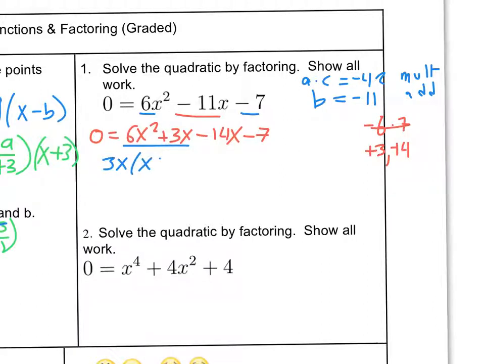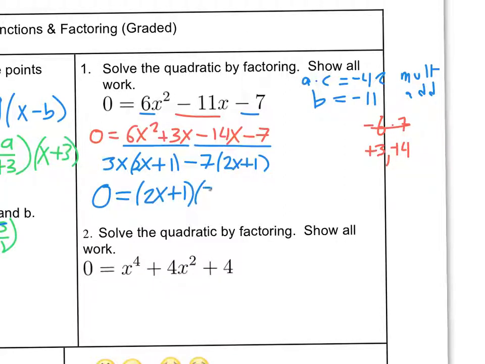I can take a 3x out of my first 2. I'm left with x plus 2x plus 1. And I can take a minus 7 out of my second 2. And I'm left with 2x plus 1. That leaves me with 0 is equal to 2x plus 1 times 3x minus 7. That means that 2x plus 1 is equal to 0, in other words, x equals negative a half. And 3x minus 7 is equal to 0, which means that x is equal to 7 over 3.